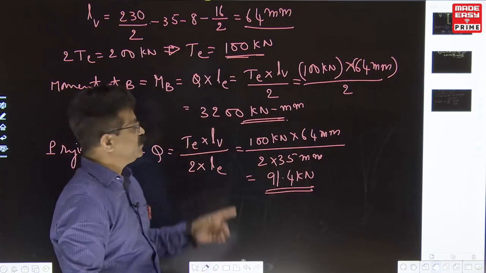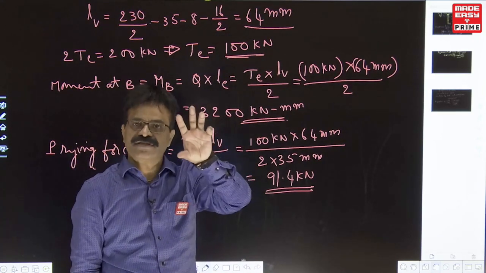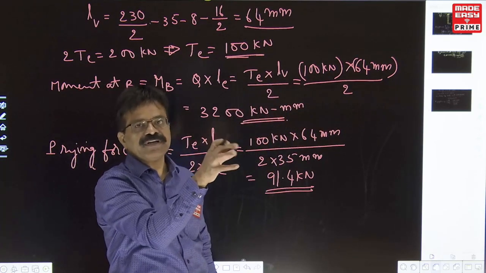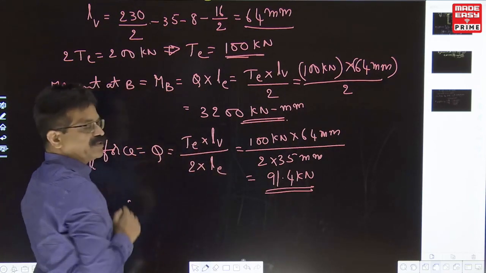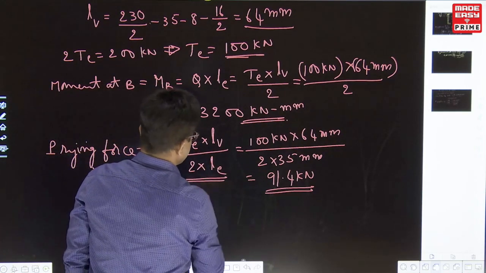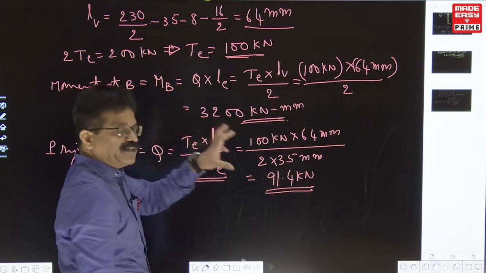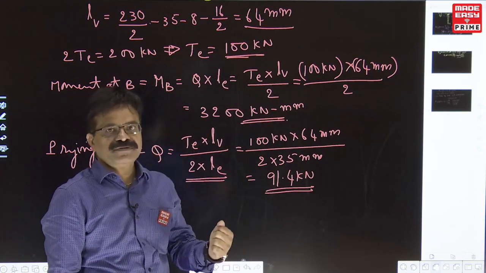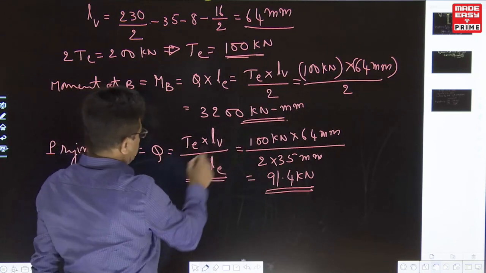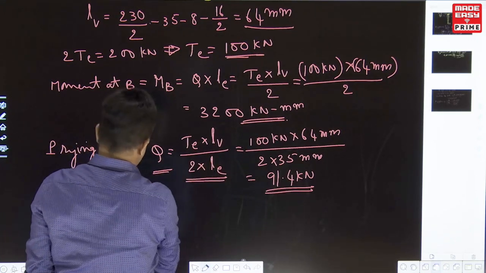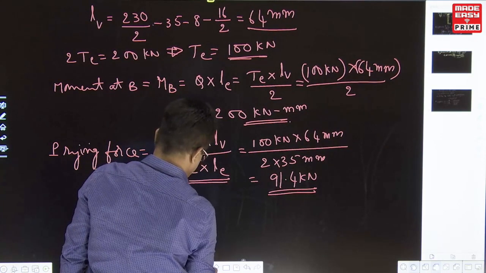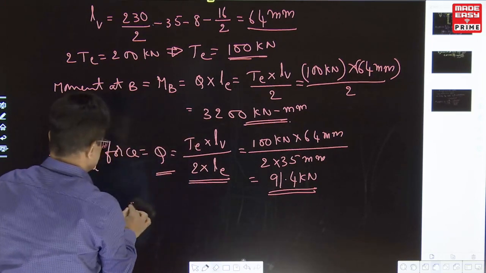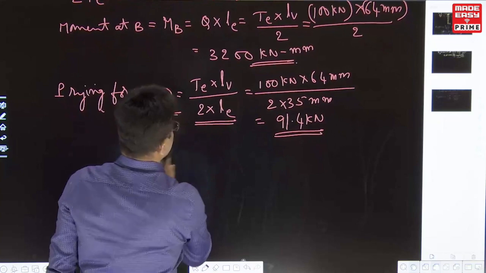This is an approximation, assuming the thickness is sufficiently small, so the second part has been neglected. So the Q value is so much. The second part can be neglected if the thickness is more. If the thickness is more, then the prying force will be so much less. So this is the prying force.